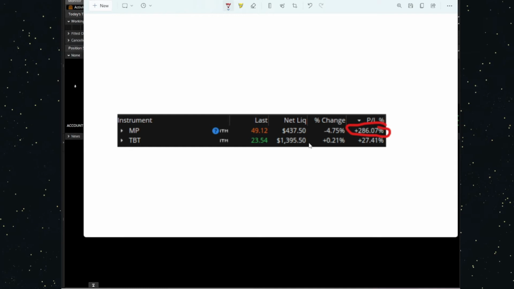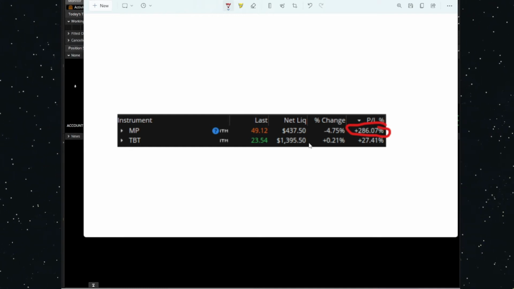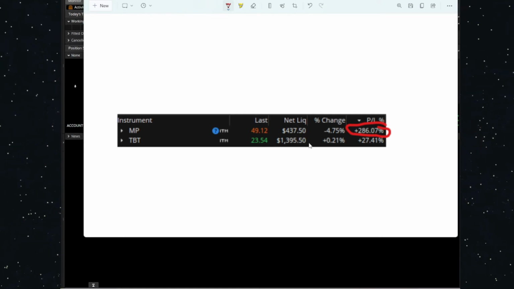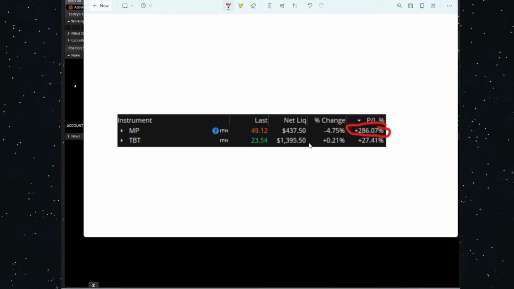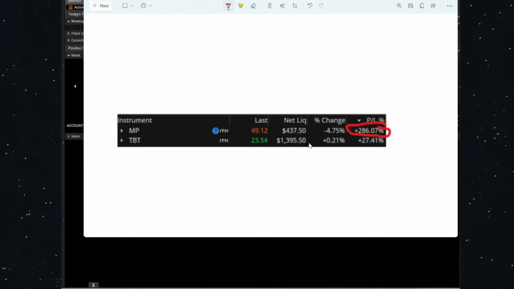Next, I want to show you how I use the RSI on a trade that I'm currently in right now, and this is on MP Materials. It's been like a week and a half, and we're up 286% on this trade. For this trade, I did use the RSI, and I'm going to show you why I entered into this trade.